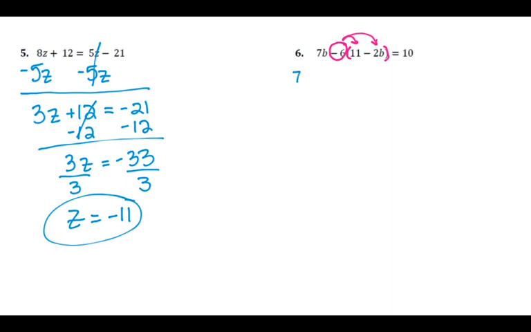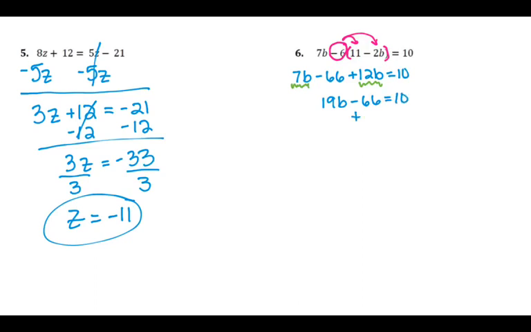So let me rewrite. I have 7b. Negative 6 times 11 is negative 66. Negative 6 times negative 2b is going to become positive 12b equals 10. Now I need to combine like terms. So I have 7b plus 12b. That gives me 19b minus 66 equals 10.